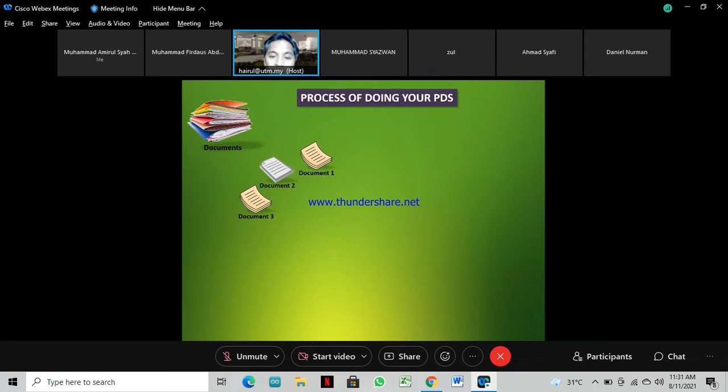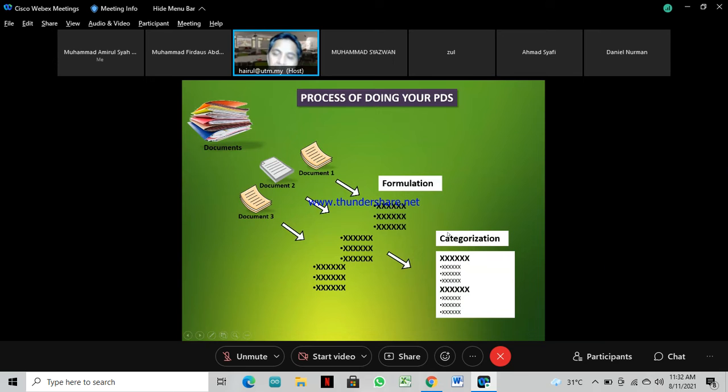You prepare all the documents, then you translate all the points. Each formulation, take a point from each team member, translate it into points from each different document, then you categorize. Categorize according to headings. You categorize, and that's why in your PDS there are categories. First is performance. So under the category, the point is what category you want to put. I already explained, I said what I want you to do is performance. Actually there are a lot more categories. That's why I have to explain more in this slide.